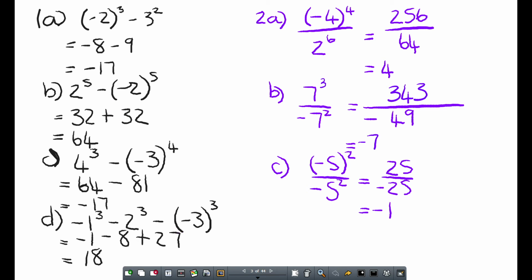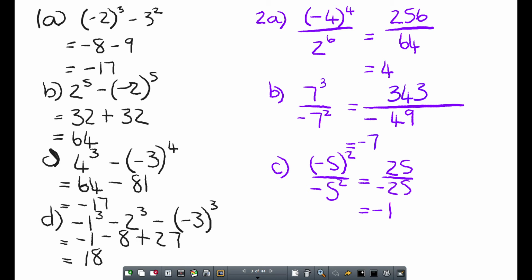Right, number 2 says simplify. So even though we've got it in fraction form, I first had to simplify that top part. So minus 4 to the power of 4 gave me 256. At the bottom, 2 to the power of 6 gave me 64. And that could be simplified to 4.